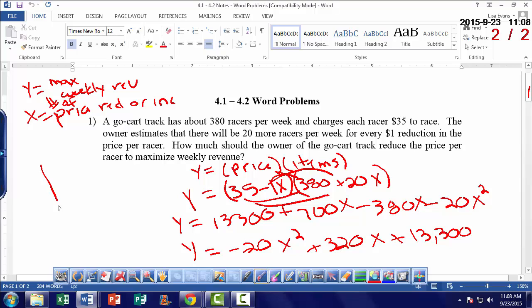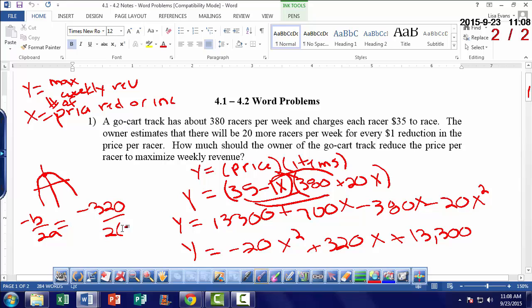Okay. Now, in order to solve this, what we were doing is we were finding the vertex. So we want to find the vertex because basically what we have is an upside-down parabola. We want to know what it's going to take to maximize our weekly revenue. So I'm going to find the vertex here. I'm going to do negative b over 2a. That's going to give us our x. Okay, so I'm going to get negative 320 over 2 times negative 20. When I do that, I get 8.